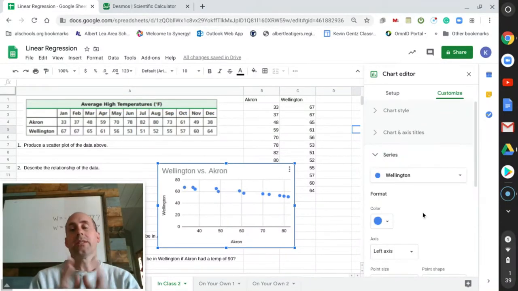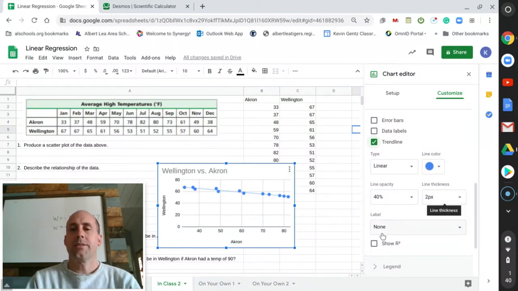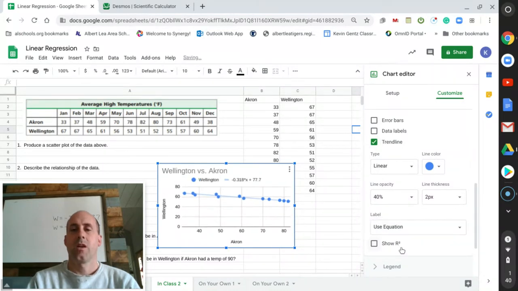I noticed looking at some of your other graphs that some of you chose to add data labels, some of you chose not to. Some of you were a little bit more refined with some of the changes you made for your graphs and displaying them. You have to add these three. This is an absolute must. You must add a trend line. You must change the label to use equation, and you must show R squared.